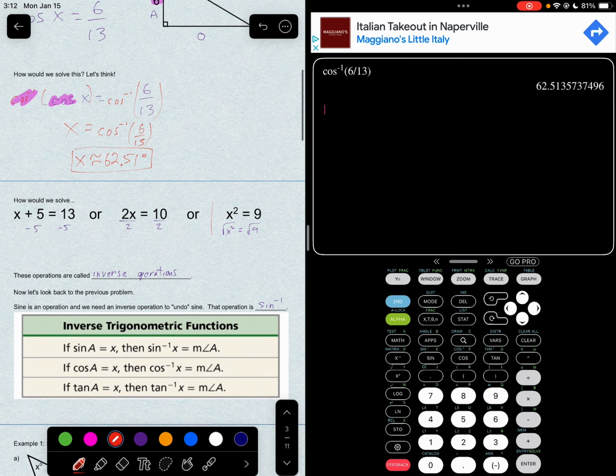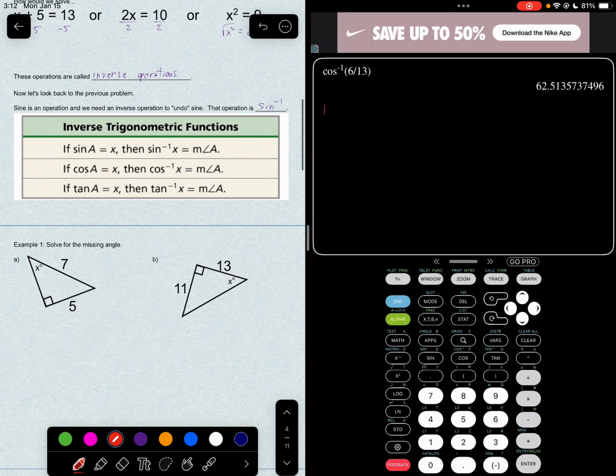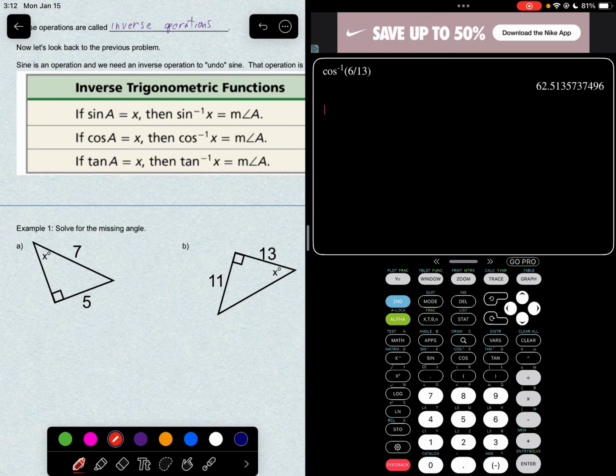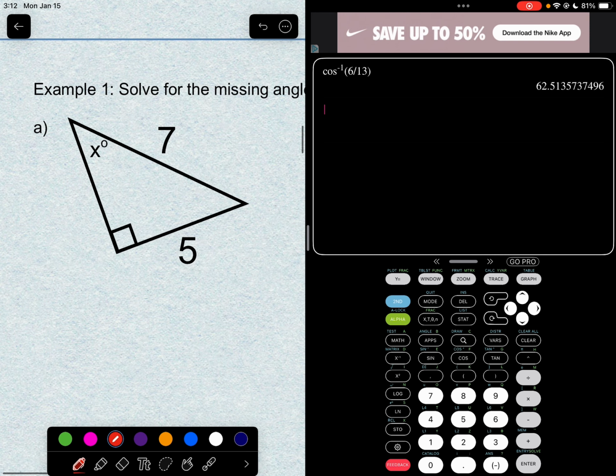So let's go to our next slide here. 2 problems for us to try. Let's take a look at 1a. So you see x. This is the adjacent leg here. This is the opposite leg here. This is the hypotenuse here. So we are using opposite and hypotenuse. So I know this is sine. So it's going to be sine of our angle equals opposite over hypotenuse.